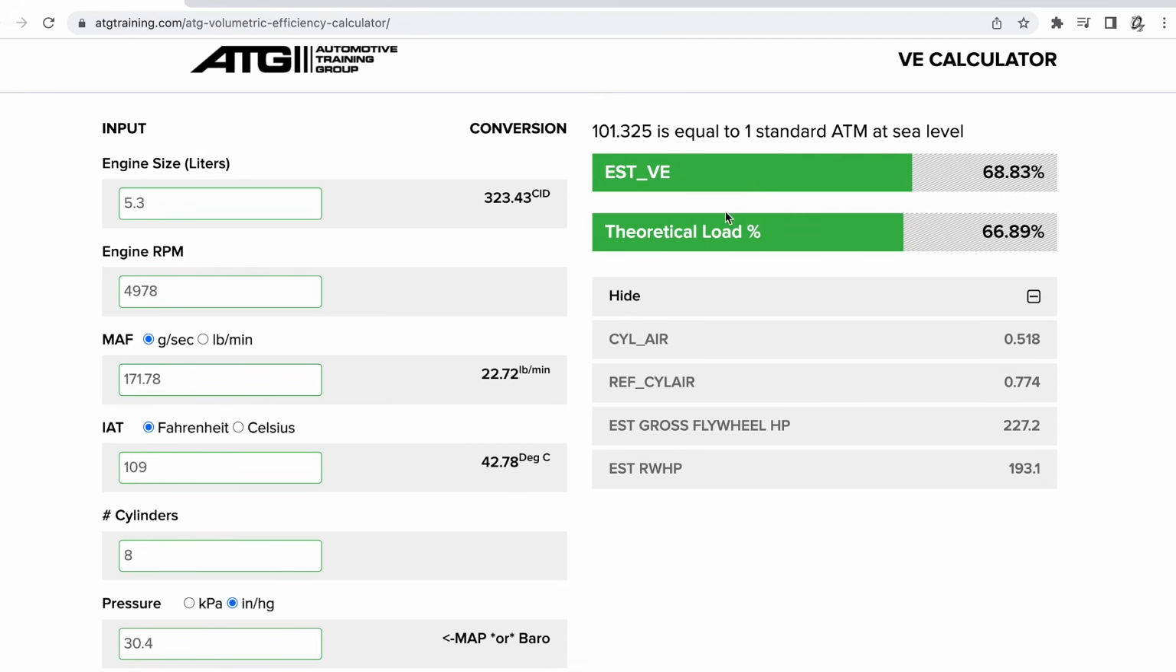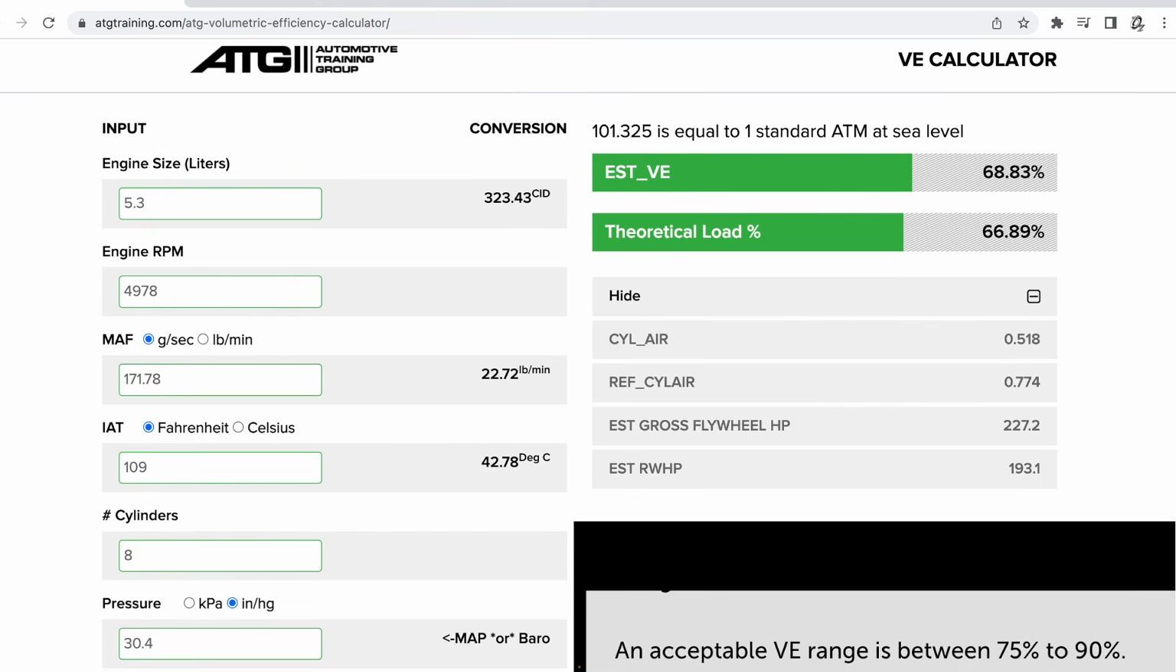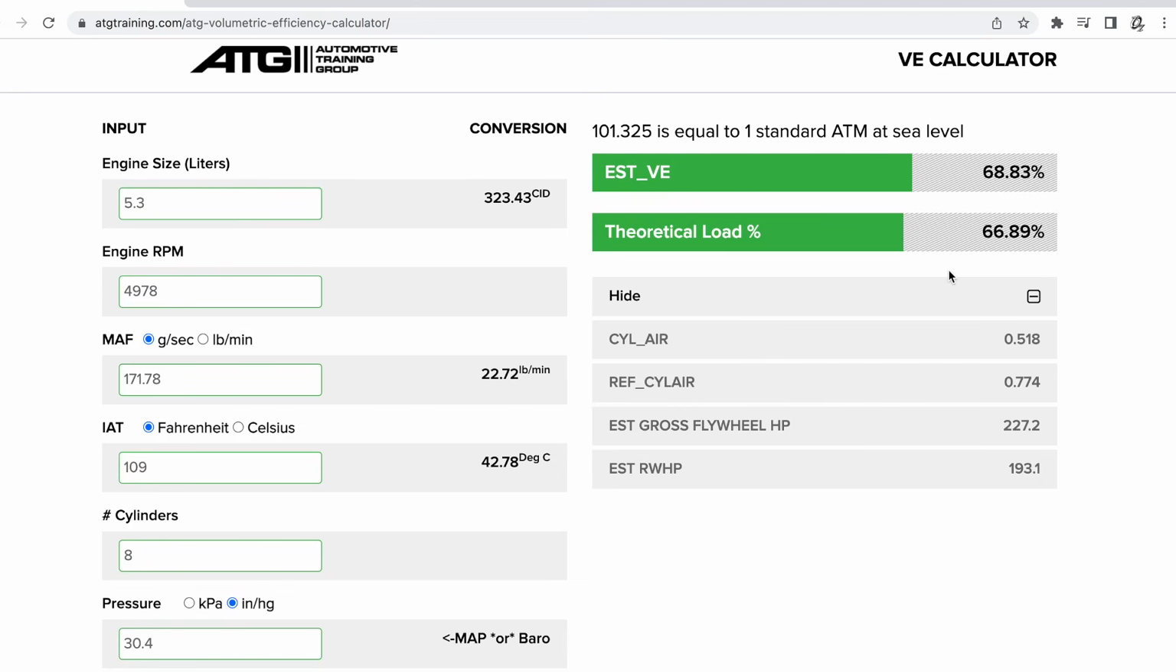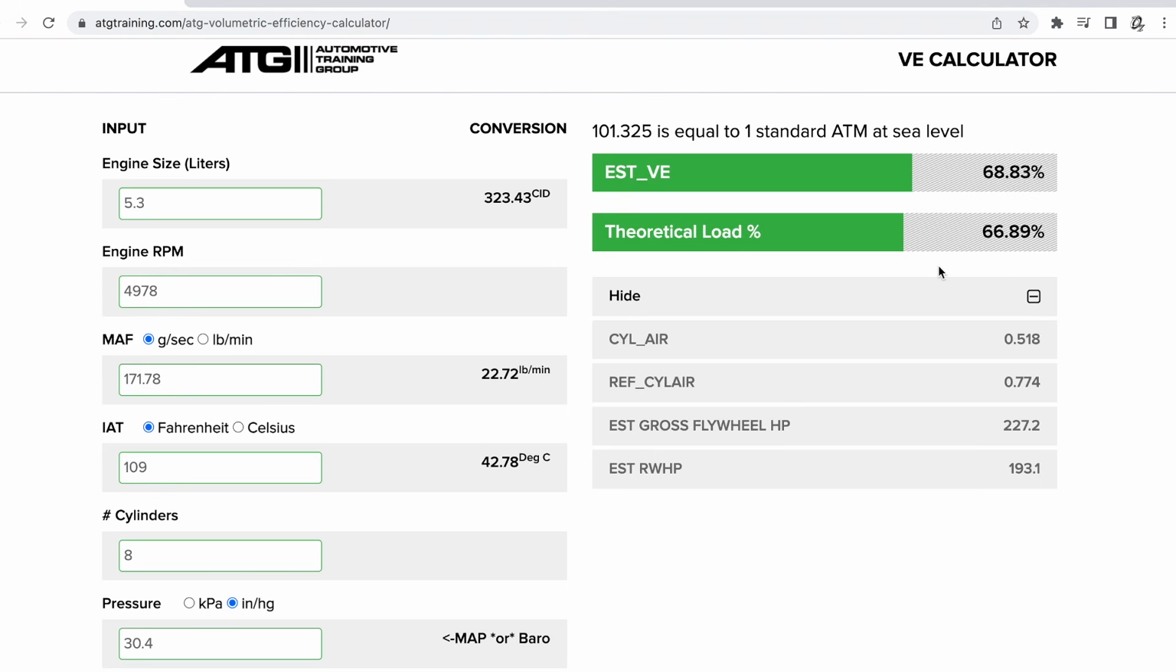Now check that out. Our estimated VE is 68.83. That's really low. We want to be in the range between 75 and 90. And check out our load. We're at 66.89, and that's basically what we're reading on our scan tool, about 67. That is really low. We had a pretty good gasp when we did our little test drive. I don't like how this looks, so now we're going to go back to the vehicle and try to figure this out.